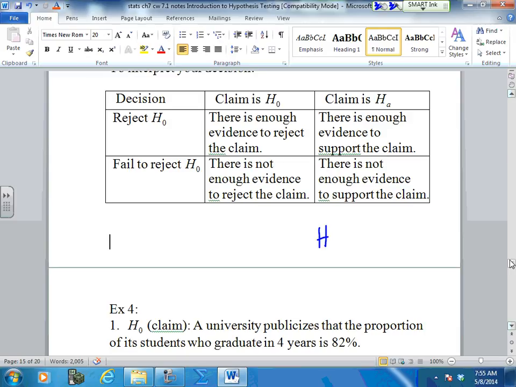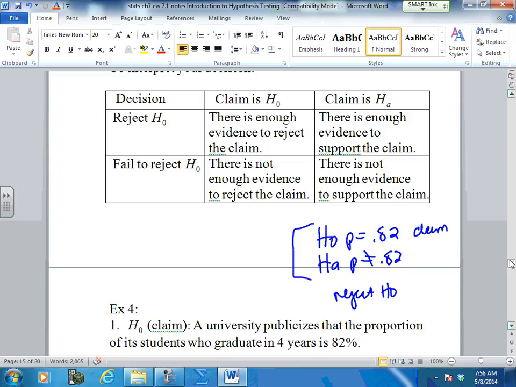Here, this was my H0. P is equal to 0.82. P is not equal to 0.82 is my HA. Try to keep your hypotheses together so that you can know if you're doing one or the other. So, if you reject your H0, here's this. This is my claim. Follow your chart for this. Watch. My claim is my H0. You're in this column. Agree? You rejected H0. You're right here. So you meet right here. There is enough evidence to reject the claim that the proportion of students who graduate in 4 years is 82%. That's how you're going to have to get your final answer.